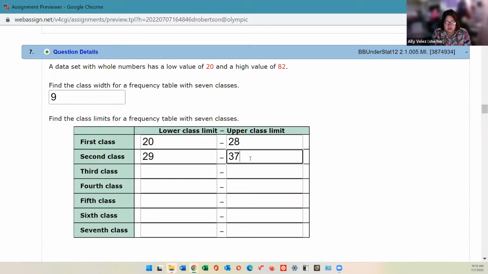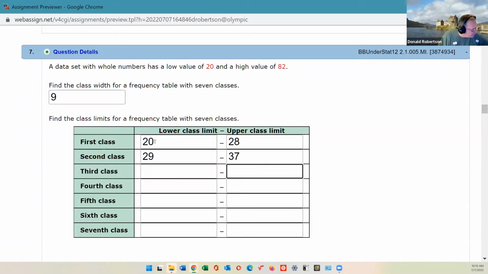37. Correct. Isn't it easier to use the numbers above from now on? So 20, 29, 38, 47, 56, 65, 74. Are you comfortable about, once I know this one, you can just add 9s, right? So you don't need to keep taking one away all the time.